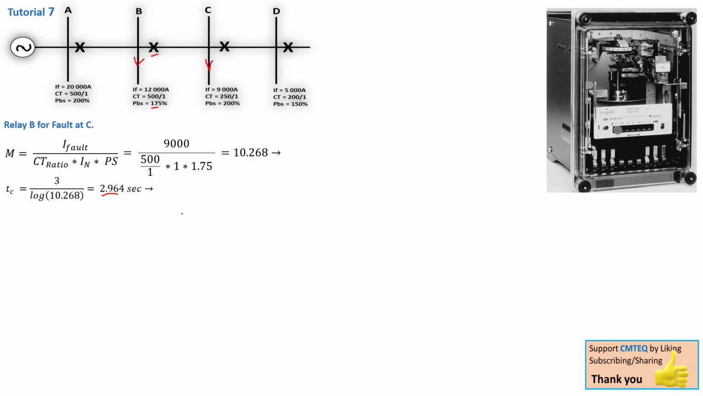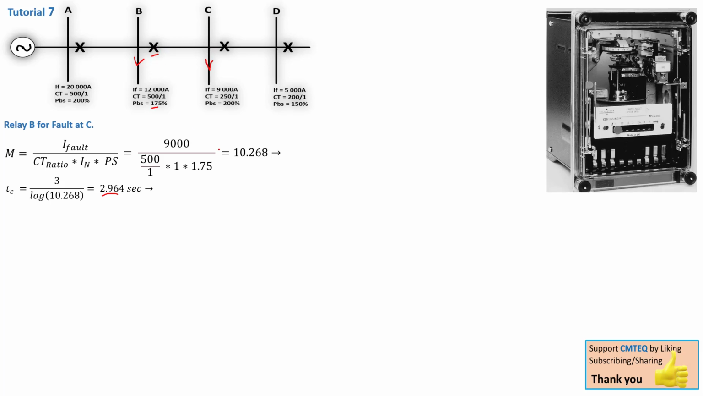From which grading margin? As you're watching this tutorial, you can pause and rewind it. You'll see that when we were calculating for relay C, for a fault on its own bus bar, we got an actual time TA of 0,637. So that is the actual time for the fault occurring on this bus bar. It is from this time that we then need to add the grading margin.